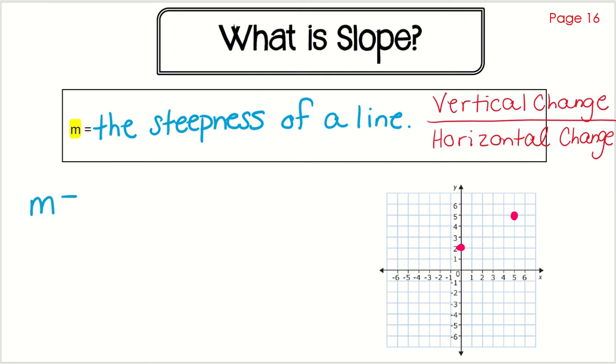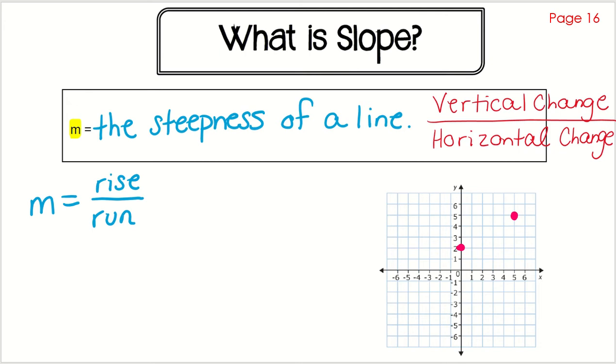So for slope, if we think about vertical, that's the y-axis, and we rise or fall along the y-axis. The horizontal change, that's your x-axis, and so we would run along the x-axis. So one thing that we use to help us with slope is we say that it is rise over run.